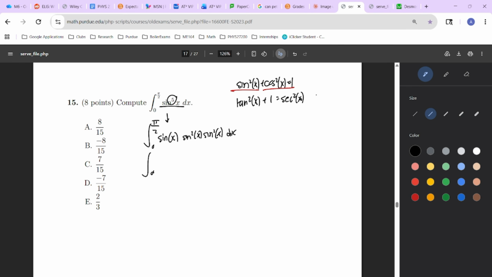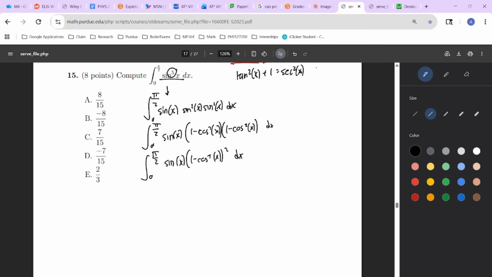We get the integral from 0 to pi over 2 of sine of x multiplied by 1 minus cosine squared of x times 1 minus cosine squared of x dx, and that turns into the integral from 0 to pi over 2 of sine of x multiplied by 1 minus cosine squared of x, squared, dx, and a u sub pops out. So the u sub in this case, this would be our u function.